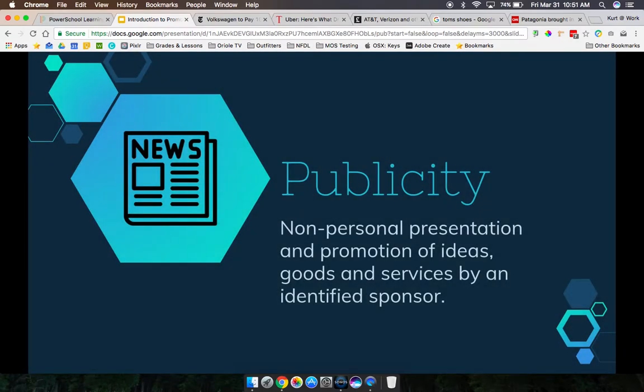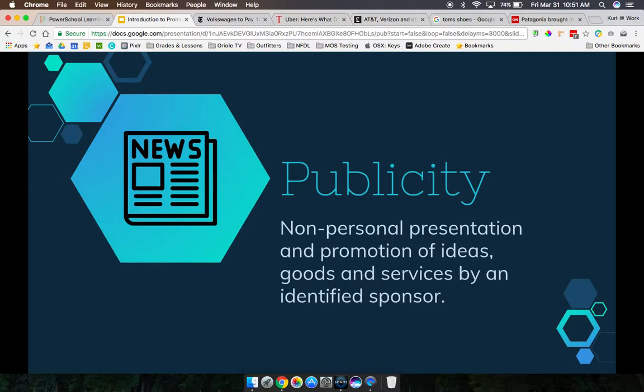Publicity. Publicity is non-personal presentation of goods and services by an identified sponsor. So when we talk about publicity, publicity is things that are in the news about the company. So if a company got into trouble for doing something bad, and the news picks up on it and runs it as a story, that is bad publicity.